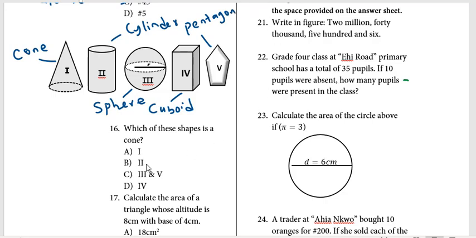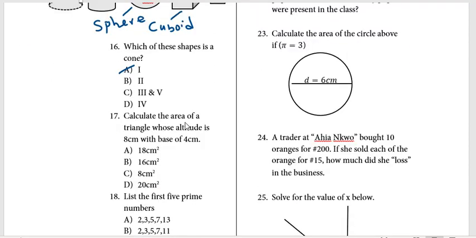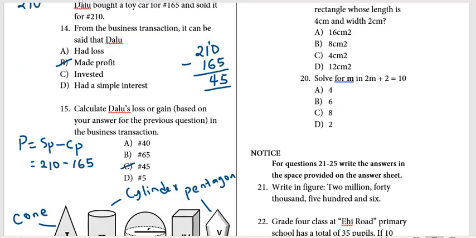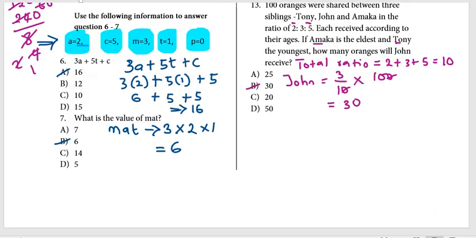Okay, now so I is cone and we are done. Very much simple. Question number 17 says calculate the area of a triangle whose altitude is 18 cm with base of 4 cm. Now if you forget this, you can go back to the formula reference. You will see a triangle there, and the area is half base times height. So this is 1 over 2 BH, half base times height. Let's go back to the question and solve.